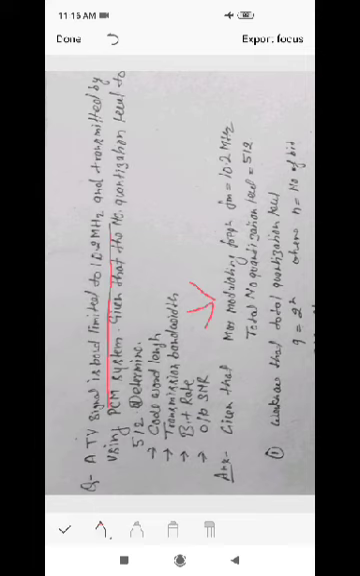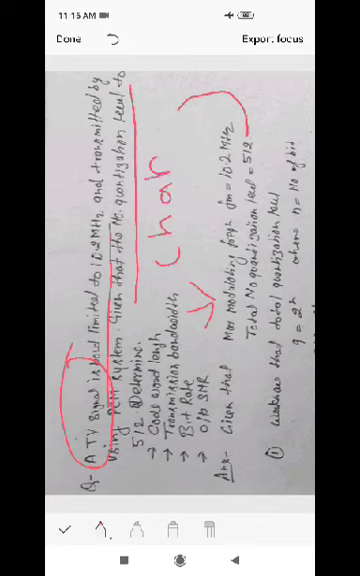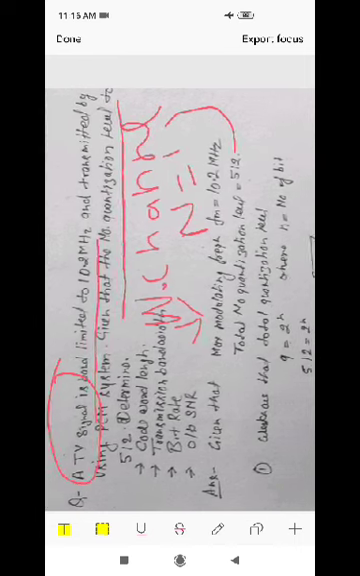Then given that number of quantization level is 512, we write down the total number of quantization levels 512. And another parameter is a TV signal, which clearly mentions the number of channels, capital N equal to 1.